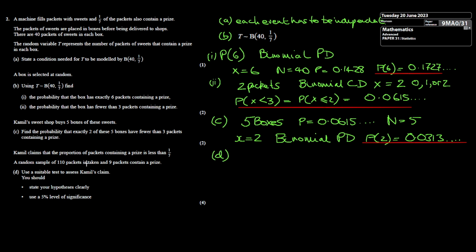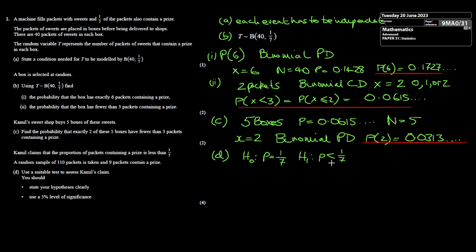So in part D, we've got a challenge to the probability that the prize ratio probability in the boxes is a seventh. And Camille claims that the proportion is less than a seventh. So we've got an established null hypothesis of a seventh, and we're now claiming that the new hypothesis is less than a seventh. We've got 110 packets taken and 9 contained the prize, and we need to see whether at a 5% significance level this result would support the hypothesis that the probability is wrong. So let's set that out.